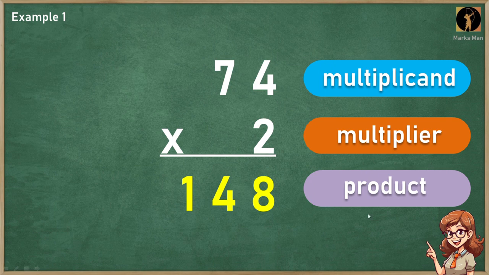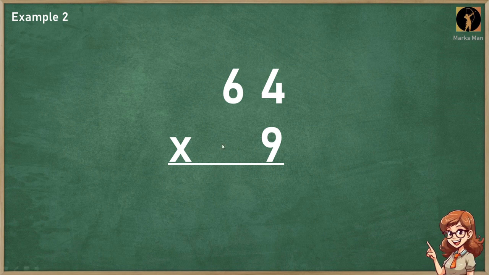I hope that's clear. Next example, what is 64 times 9? So the first step, let's multiply our multiplier to each digit in the multiplicand, starting from the ones place, which is 4. So 4 times 9, that is 36. The 36 is a two-digit number, so we need to regroup it. Just write the number 6 below the ones column, and then just carry the number 3 at the top of the tens column.